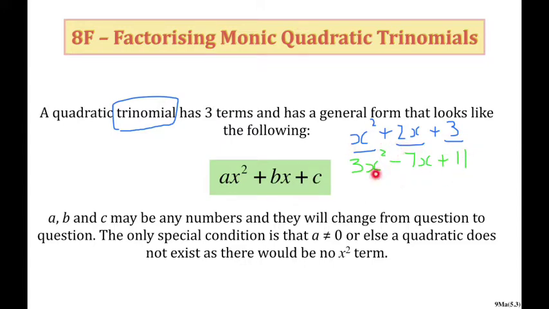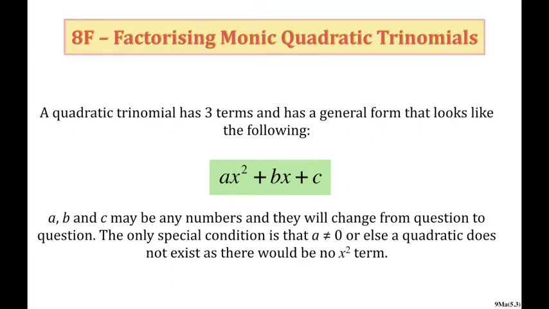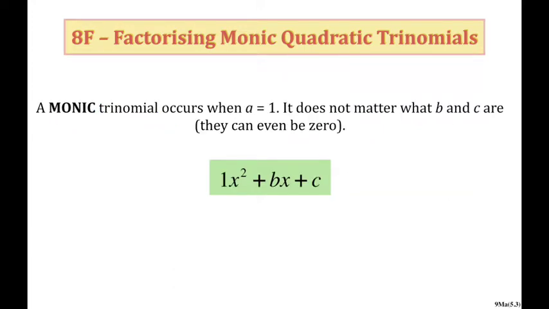And you can put any number in front of the x squared, the x, or on the end. So a represents a number, b represents any number, and c represents any number. There's only one catch. a cannot be 0, because you can't have 0x squared. If it was 0x squared, there'd be no x squared term, and it must have an x squared term to be quadratic. So let's see if we can talk about what's going to go on with these types of questions. We're only going to focus on, in exercise 8F, the easier types of quadratics. We'll do the harder ones later, and they're called monic quadratic trinomials.